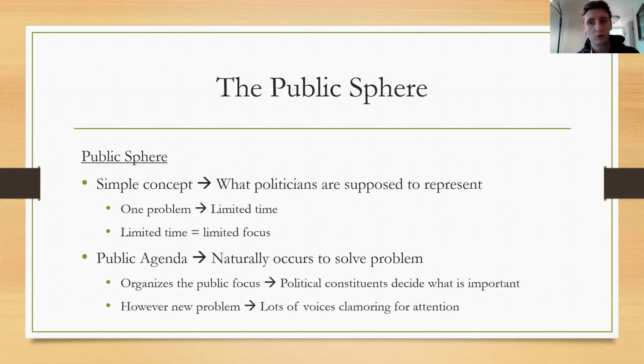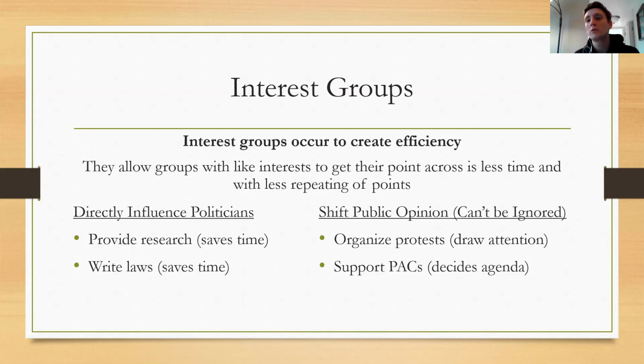And this is where interest groups really pop up. They are the solution to the problem of all these voices shouting for attention and trying to get the focus of politicians on their personal most concerning topic. Interest groups at their core are a result of efficiency. And that's why we need to focus on them, because our system is inherently slow. It's part of the democratic process. If you think back to the very start of this semester when you tested different forms of government, democracy gives everybody a voice. But when there are so many voices, it becomes inefficient and slow to hear all of them. And so interest groups are important and worth discussing, because they allow groups of people who all have similar interests to get their point across in less time and without repeating those points.